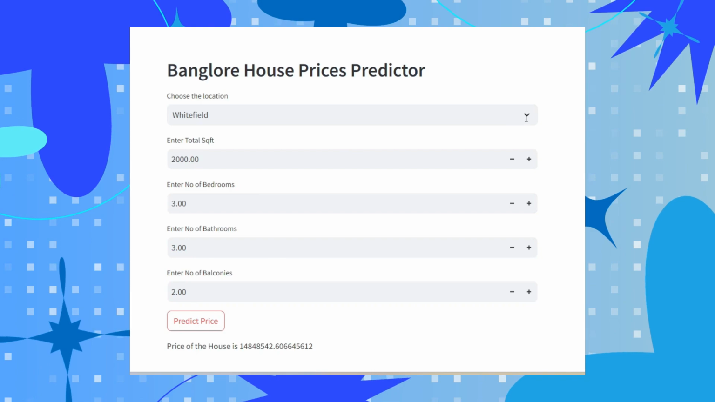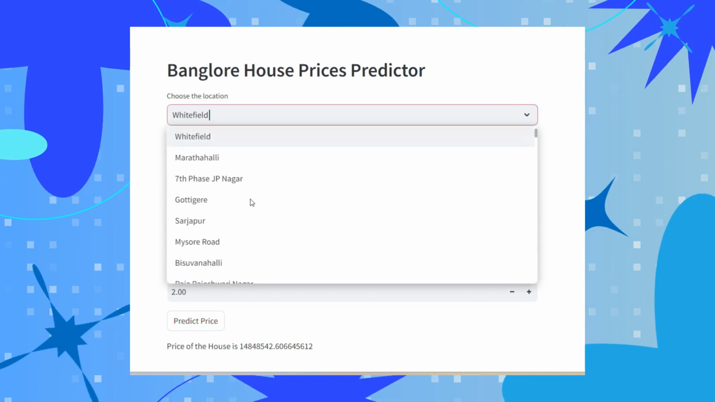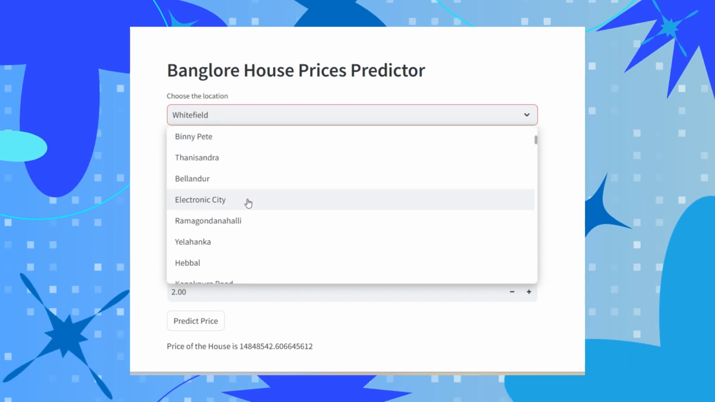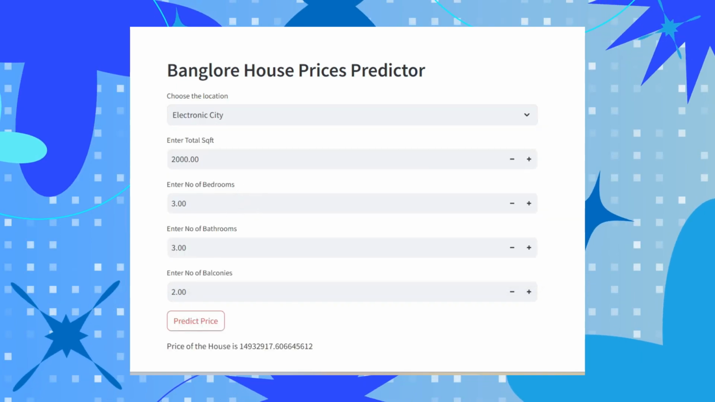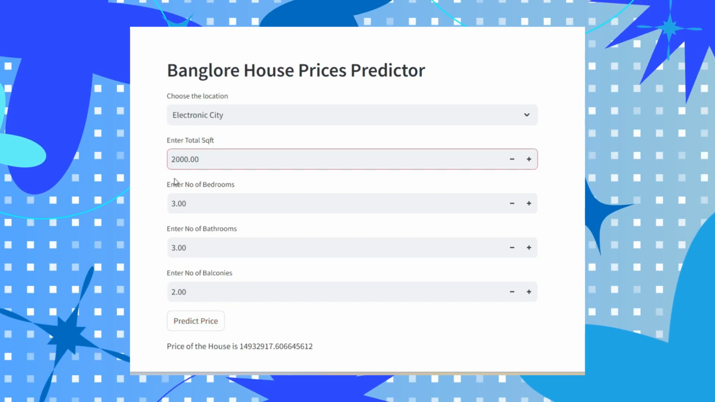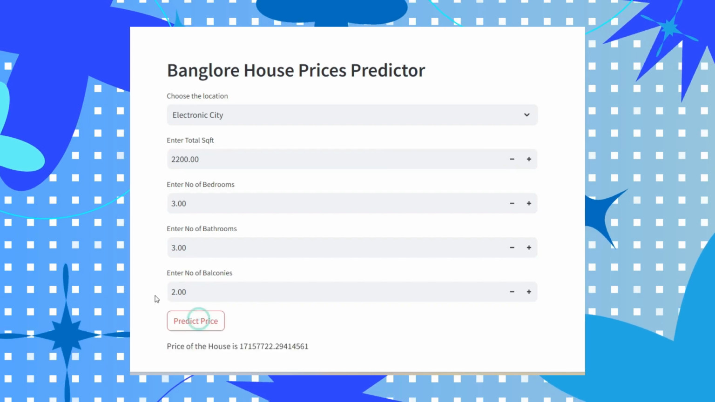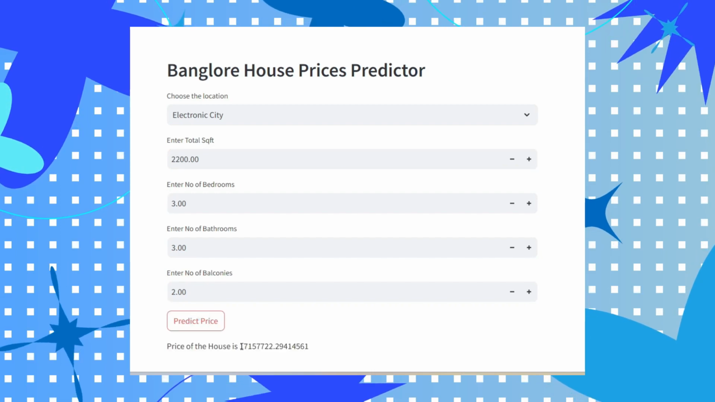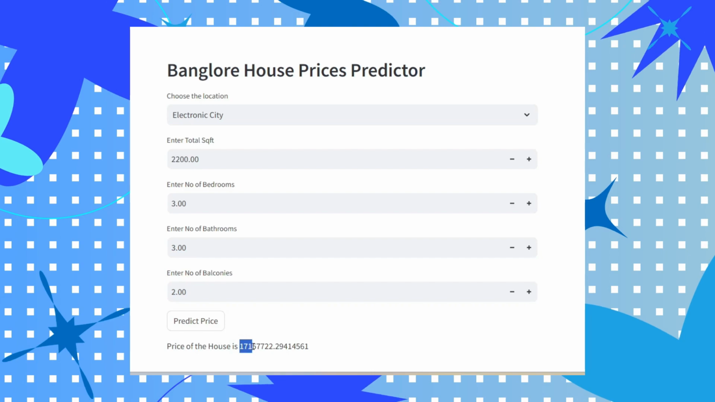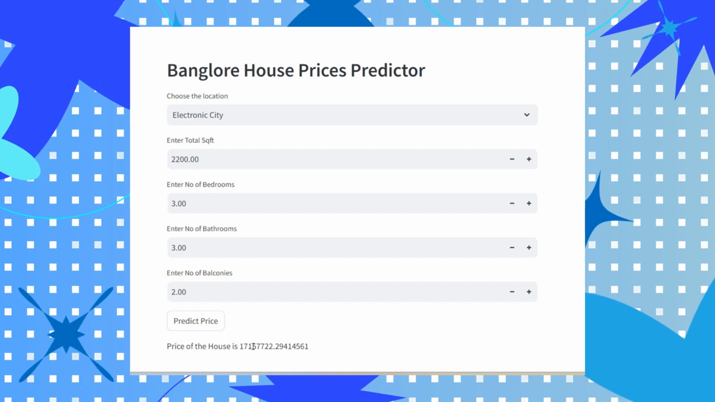What if I change just the location? If I change the location from Whitefield to Electronic City, the price has changed to 149 lakhs now. Let me increase the total square feet to 2200 instead of 2000. If you see here, the price of the house has changed from 149 lakhs to 171 lakhs. So this is how our Bangalore house price predictor machine learning model works.